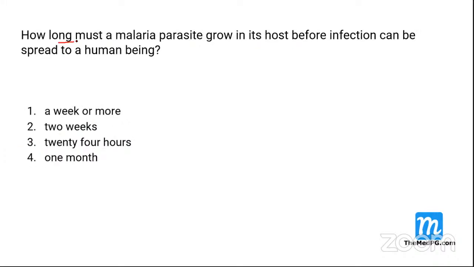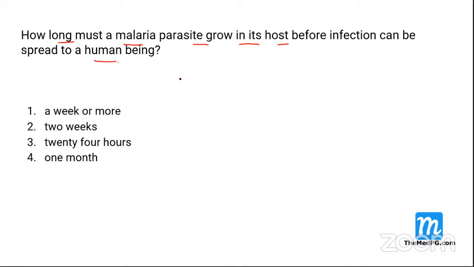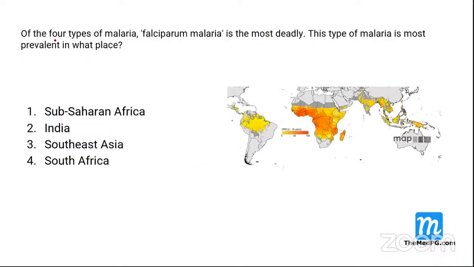Next, how long must a malaria parasite grow in its host before infection can spread to a human being? So he is basically asking about the incubation period. 10 to 20 days, or 2 weeks? 2 weeks, ma'am. Yeah, very good. If you see the shortest incubation to the longest incubation, shortest is for Plasmodium falciparum and longest is for Plasmodium malariae, which is something like 2 weeks. So the answer should be the second one.